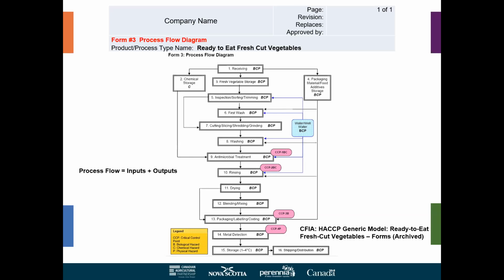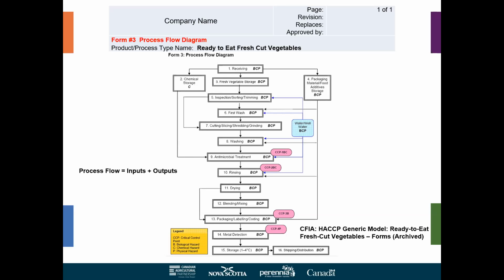So something that is missing from here is the culls and the solid waste. At the inspection, sorting, and trimming, most likely they're going to have culls at that section. Cutting, slicing, shredding, and grinding, there's probably going to be compost coming from there. And then down at the packaging and labeling, there's going to be some solid waste like the backing of the label, or maybe packaging fell on the floor. And if that's the case, that would go into waste. So you would identify your waste, your compost, your culls.